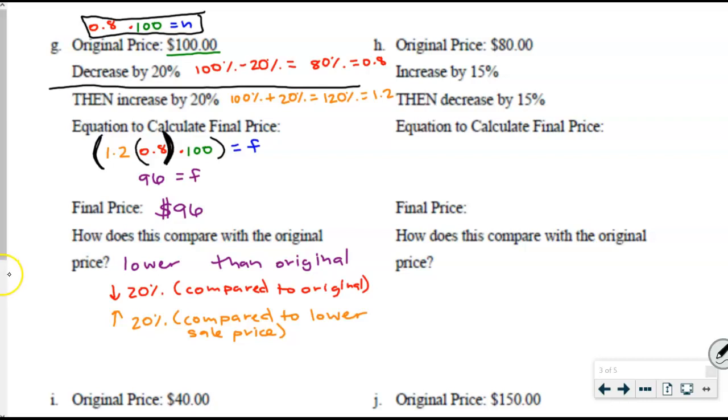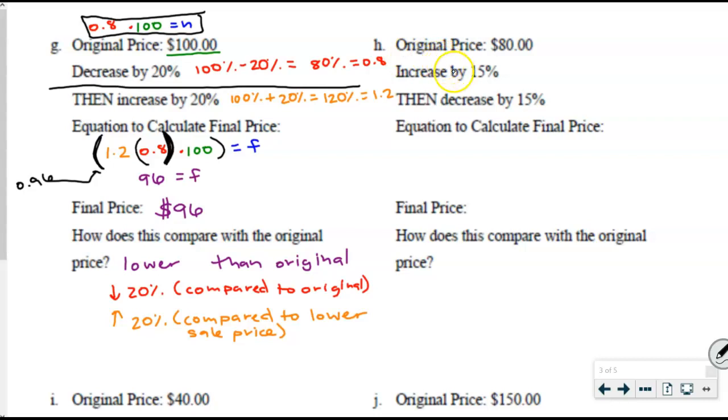What is 1.2 times 0.8? What'd you get, Cambria? 0.96. So if I do this calculation first, that is 0.96. What is our constant of proportionality? 0.96. And that explains why it got lower, right? Because 0.96 is lower than that 100%.